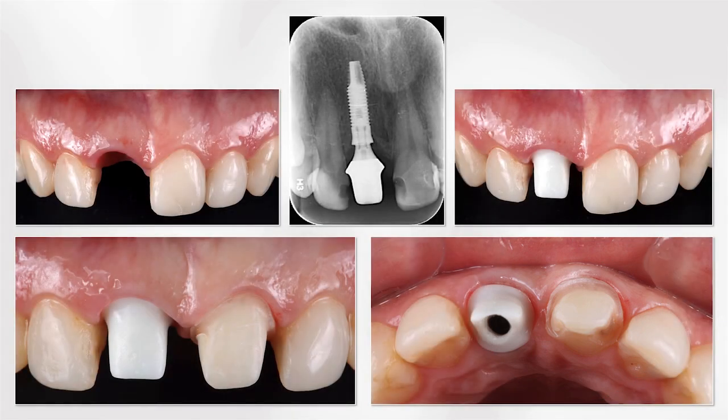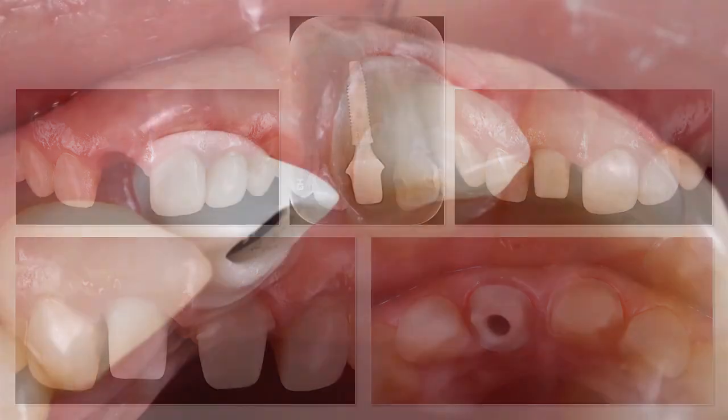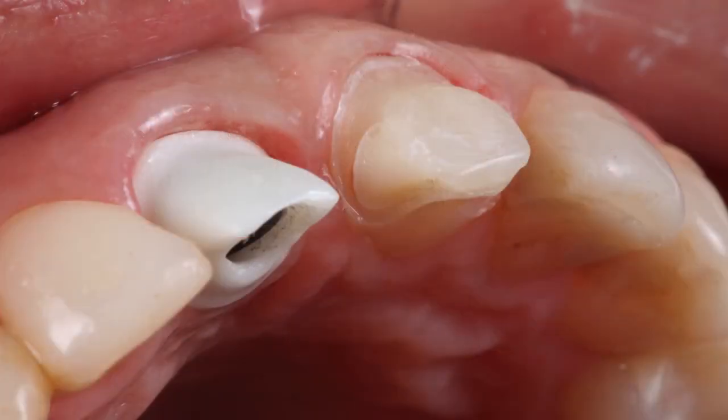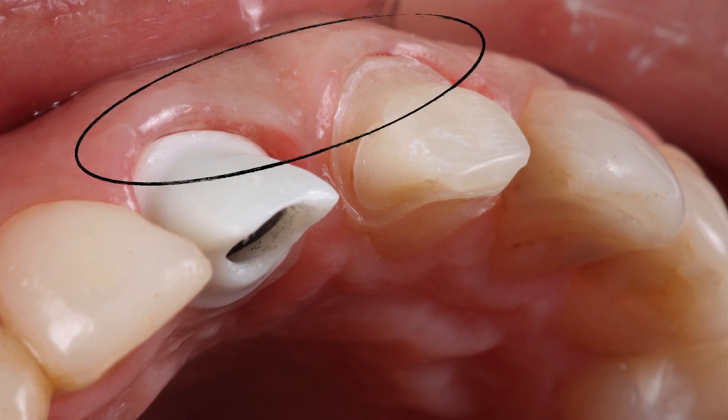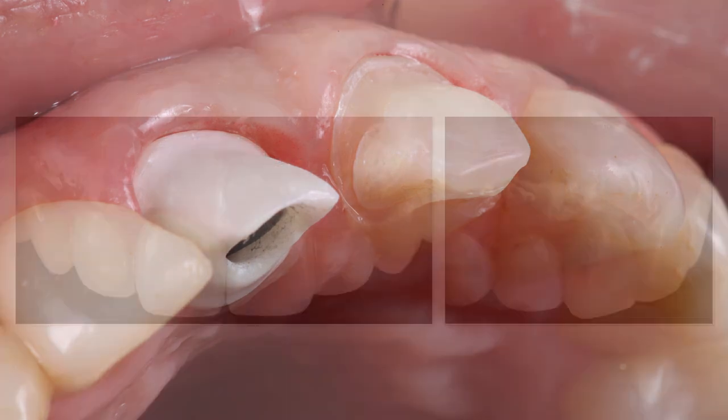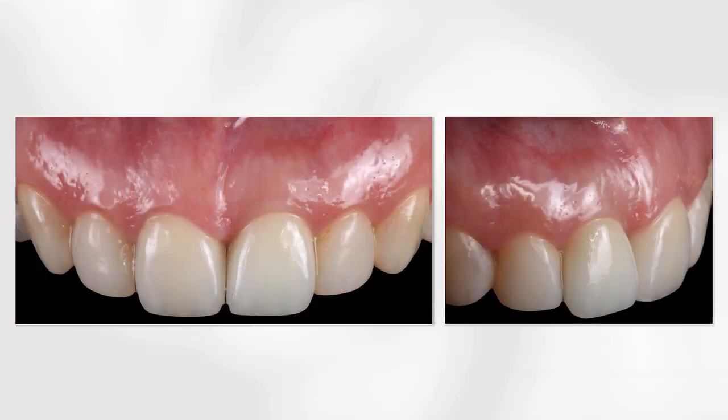So this neighboring tooth was prepared to receive a porcelain lens, and here I want to call your attention to the quality and thickness of soft tissue around the implant. It's much better than the left side. It's thicker than the left side. The final restoration was delivered in both central incisors, in the natural tooth and the implant placed.